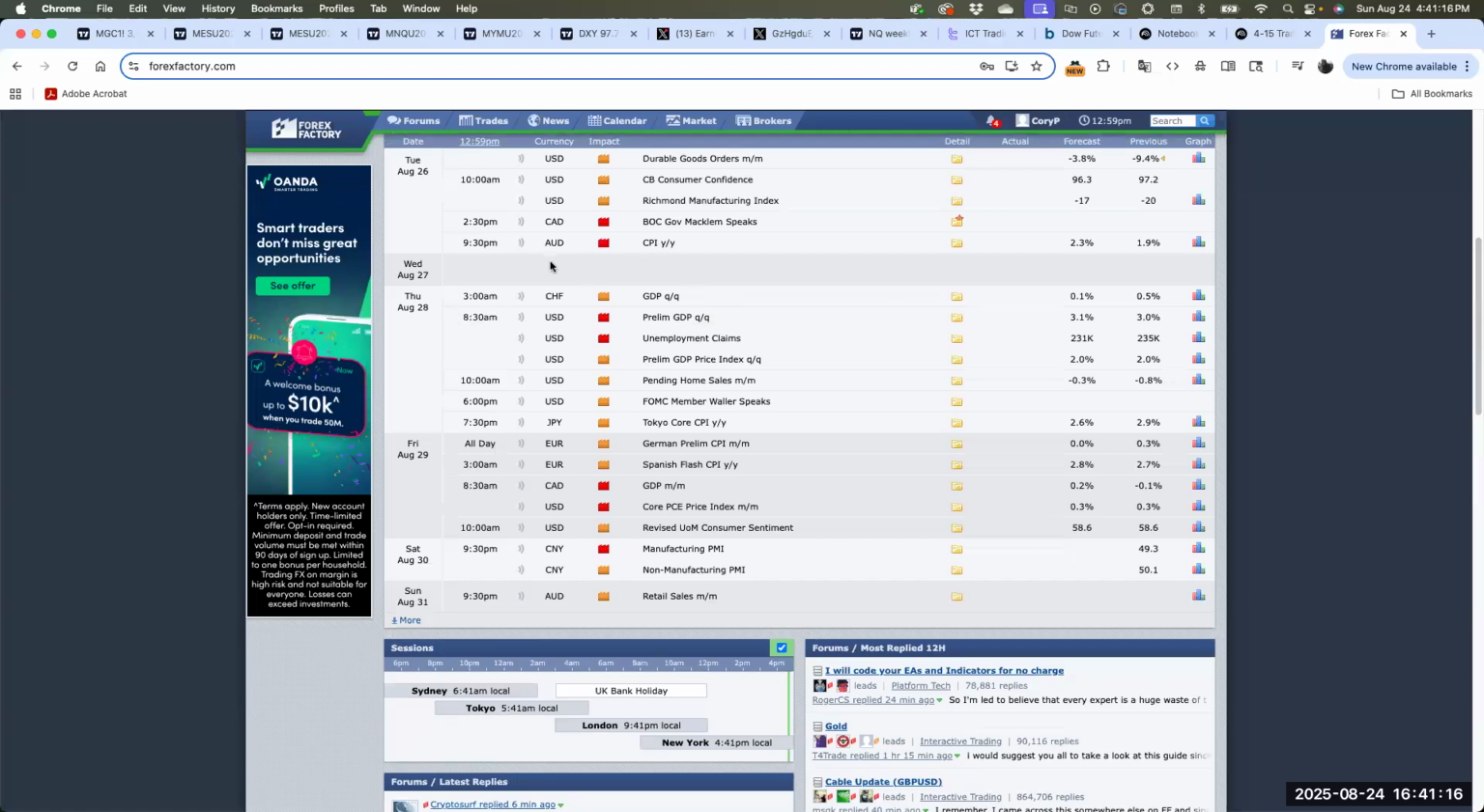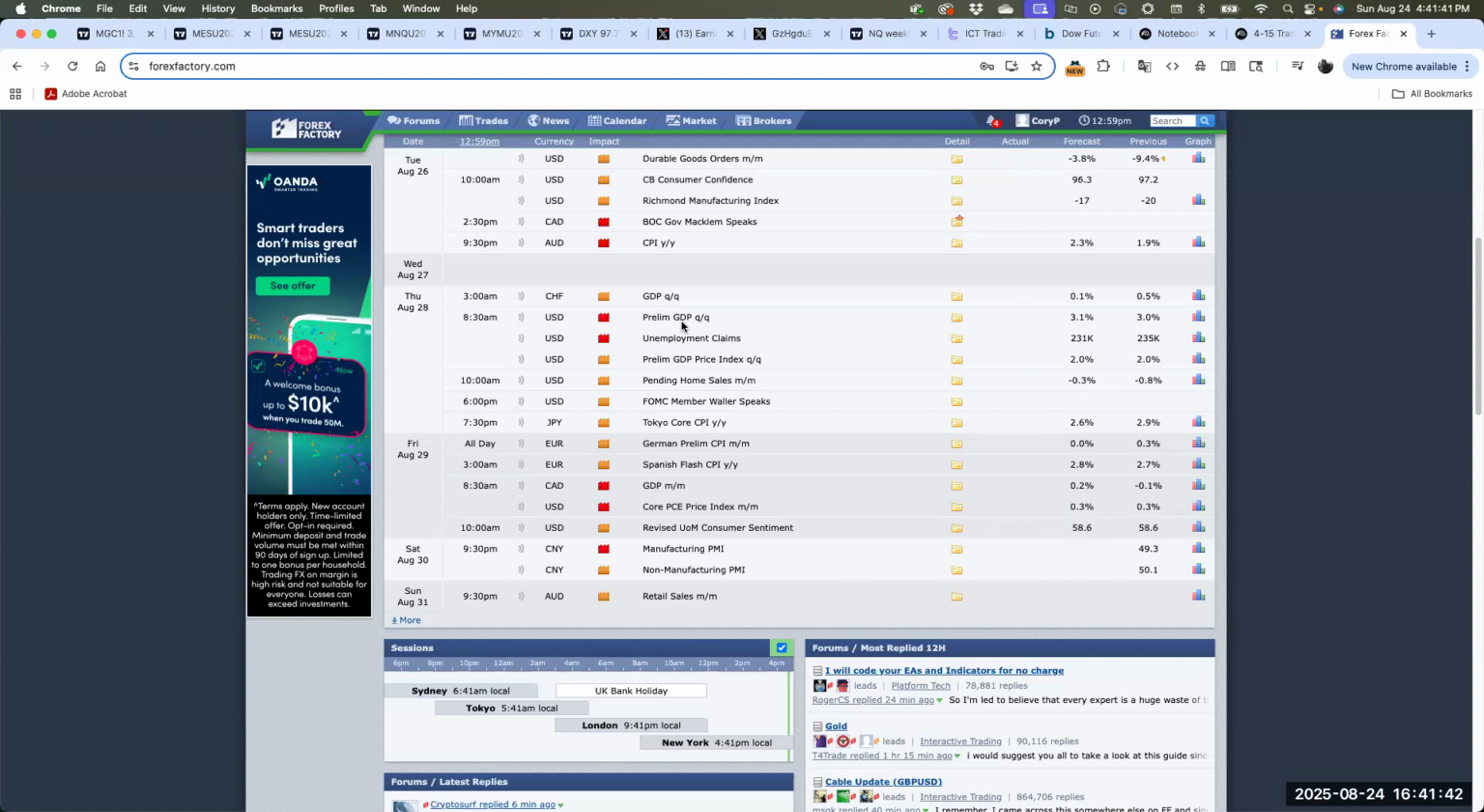We don't have anything too big on Wednesday, but we do have Nvidia reporting, and that's really going to be the one we need to look at. That's probably the biggest news next week outside of PCE on Friday. So PCE and Nvidia reporting. And then we got unemployment claims on Thursday, pending home sales, and then preliminary GDP.